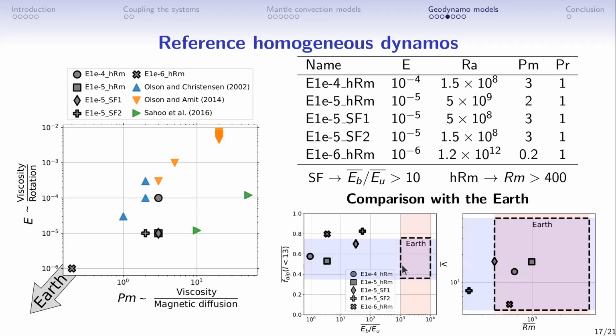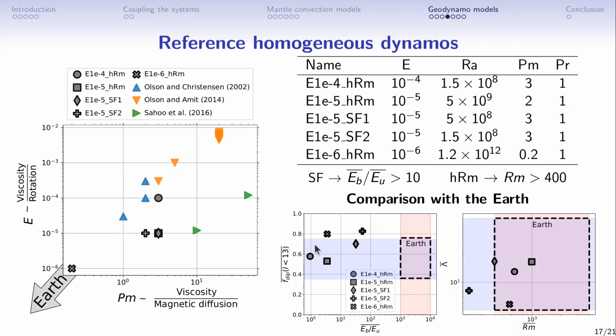On these two figures, I compare some outputs of these reference cases with the values we expect for the Earth. This figure gives the average value of the dipolar fraction and the ratio of magnetic to kinetic energy. And this one gives the Elsasser number and the magnetic Reynolds number. The expected values for the Earth are shown with the blue range and the red range.